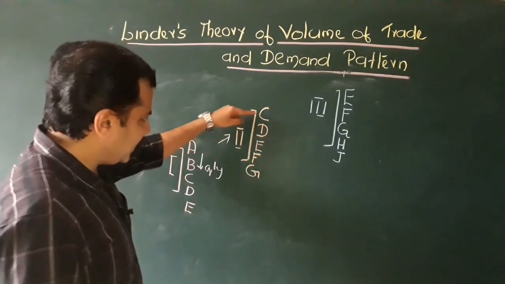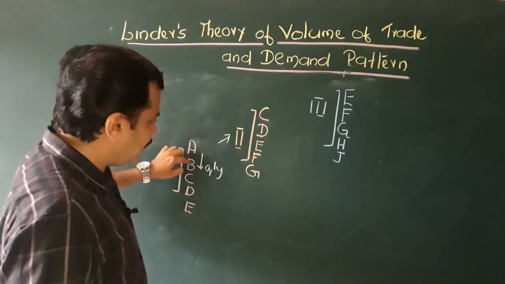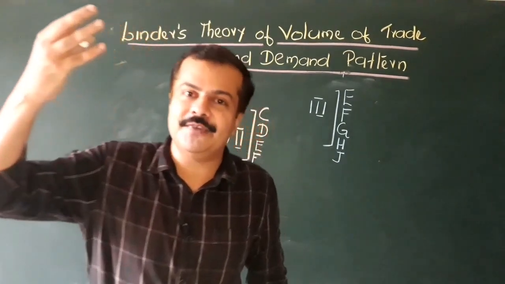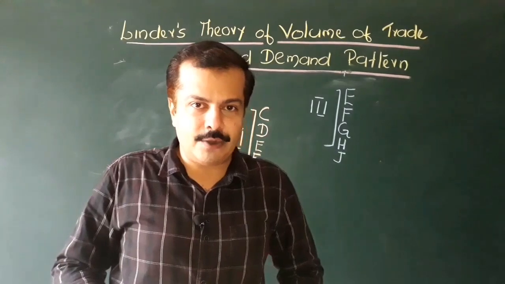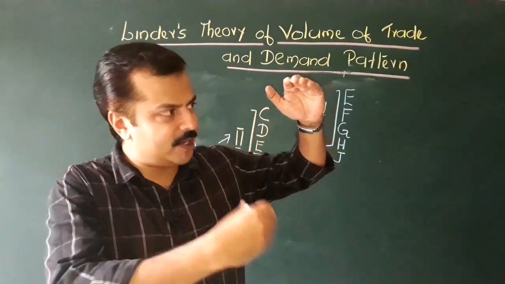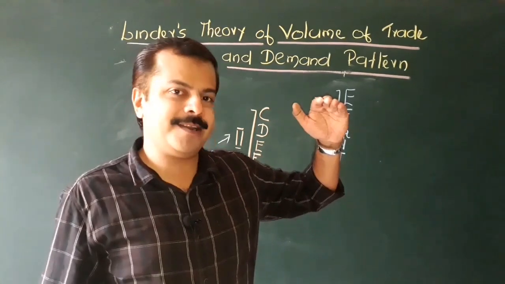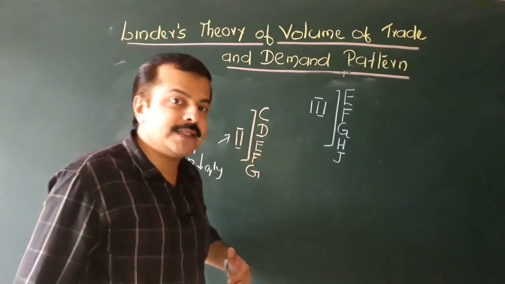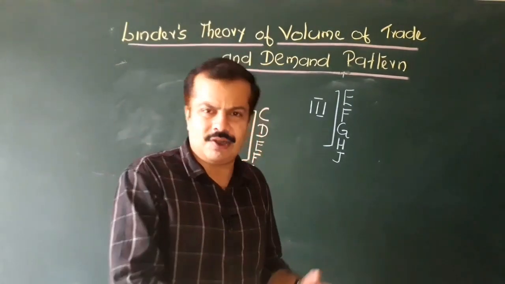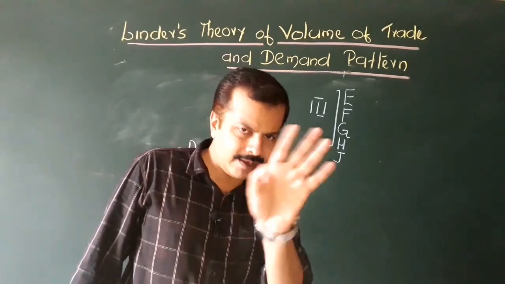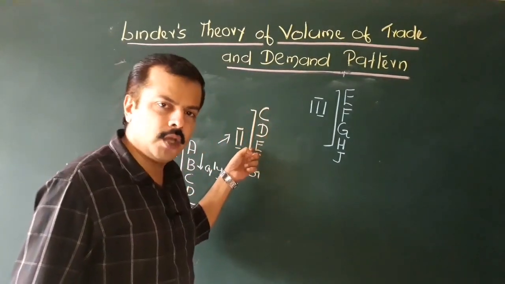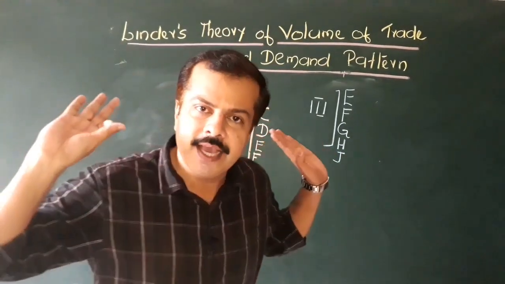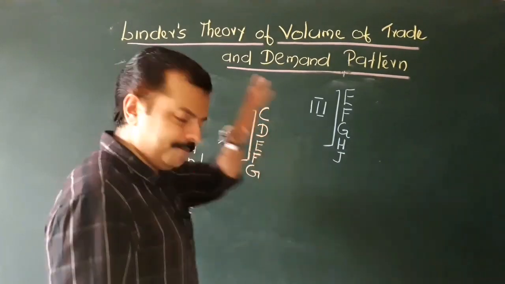See the point? Commodities A and B are not produced in country 2 because they have a higher level of income, and as Linder pointed out, as income increases, your demand for quality products also increases. That means these two commodities, A and B, which are relatively lesser quality products, are not demanded by the consumers of country 2, and obviously the producers of country 2, since there is no domestic demand, will not produce commodities A and B, and they will produce C, D, E, F, G.